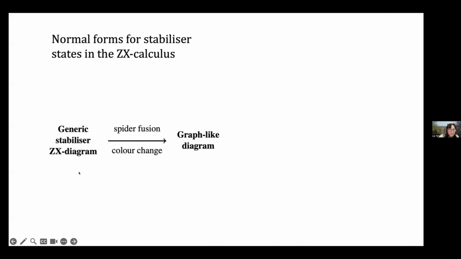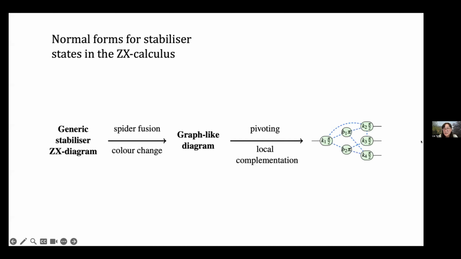So let's start with some generic ZX diagram in the stabilizer fragment of the calculus. This essentially means that all your phases in the whole diagram are integer multiples of pi over 2, and Hadamards are allowed, of course. Then just doing spider fusion and color change is sufficient to get to a graph-like diagram. So these are things with Z spiders and then Hadamard edges between them, roughly speaking. Then you can do pivoting and local complementation to get to something that looks like this. This is just a choice of representative.